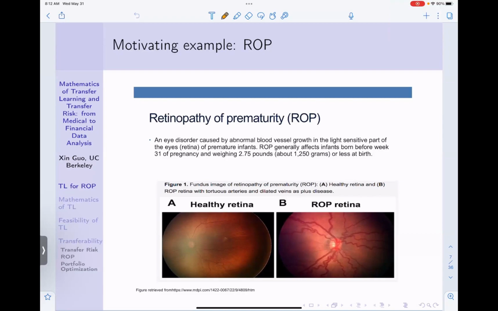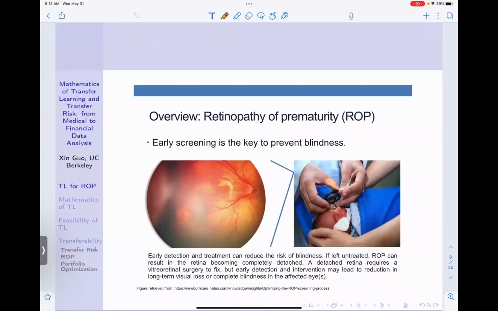The very sensitive part of the eye is called the retina. If you look at the picture here, in the healthy one, you can see the blood vessels are very thin and very evenly distributed. But in the one with the disease, you can see some overgrowth of the blood vessels.